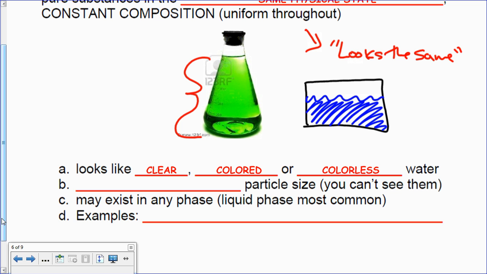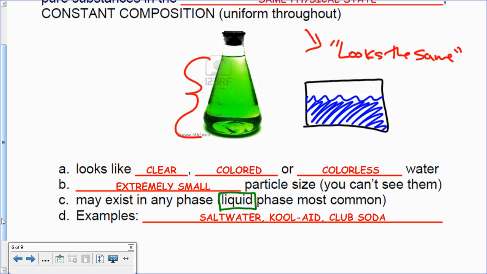So that's what's confusing about this stuff, because you look at it and you're like, well, it's clear and it's all the same. It must be pure. Not necessarily. It's got extremely small particle size, like at the atomic level particle size. You can't see them under a microscope. You can't separate them unless by physical means. May exist in any phase. Liquid is the most common. So solutions, we're usually going to be talking about liquids. Sometimes there's a gas and sometimes there's a solid. We'll cover those in a little bit.